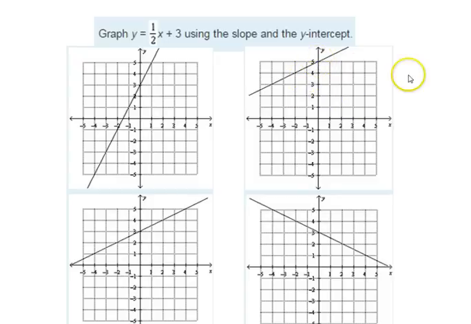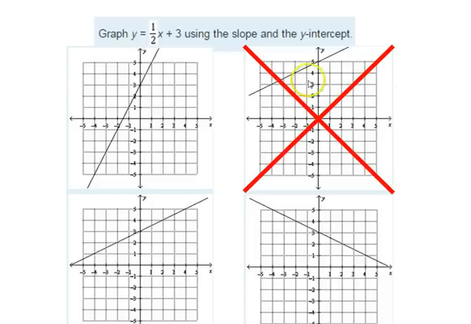So this graph cannot be the answer because this graph has a y-intercept of 5. Notice the remaining graphs have a y-intercept of 3. This y-intercept is 3. This y-intercept is 3. This y-intercept is 3. So all these are still in the running for being potential lines for this equation given the y-intercept. So now we turn to the slope, and the slope is positive 1/2.